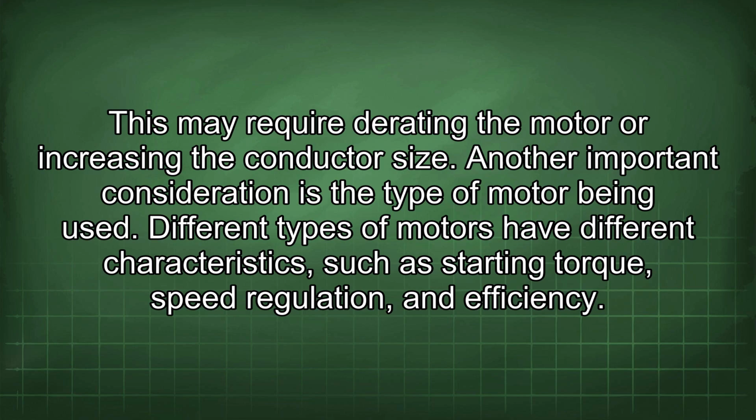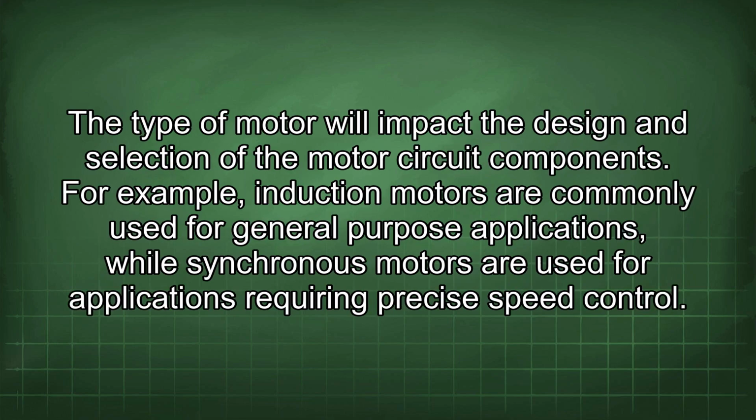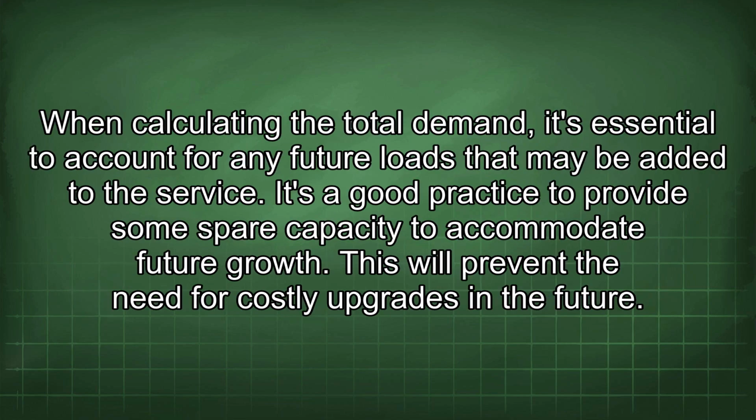Another important consideration is the type of motor being used. Different types of motors have different characteristics such as starting torque, speed regulation, and efficiency. The type of motor will impact the design and selection of the motor circuit components. For example, induction motors are commonly used for general-purpose applications, while synchronous motors are used for applications requiring precise speed control.